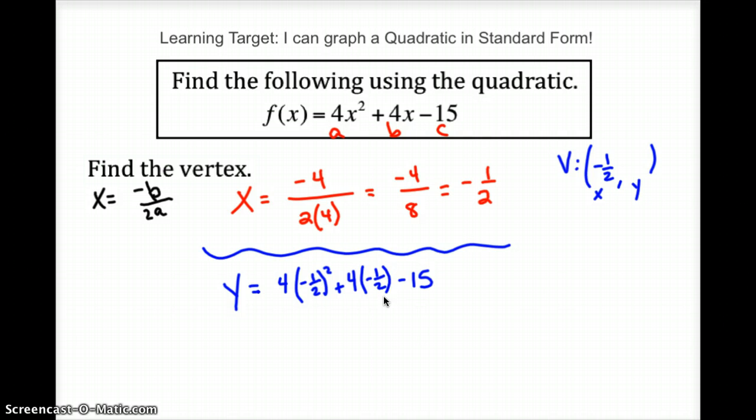So there I've plugged it in. For every place that you see an x, I put negative 1/2 in its place. So yes, you have to evaluate with fractions, but it's okay. If you use your calculator, it'll do all the work for you. Make sure you use parentheses though. And I believe when you do this, you should get negative 16 as your final y value. So our vertex is negative 1/2 comma negative 16.